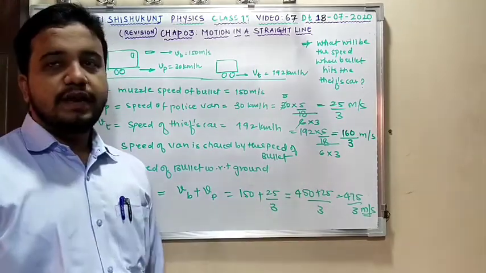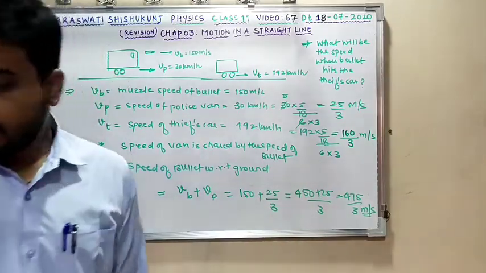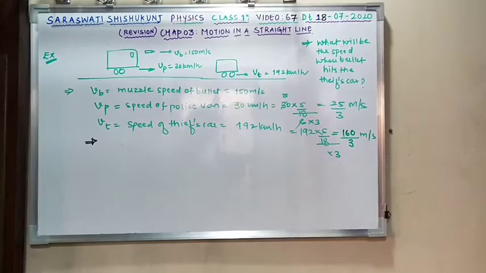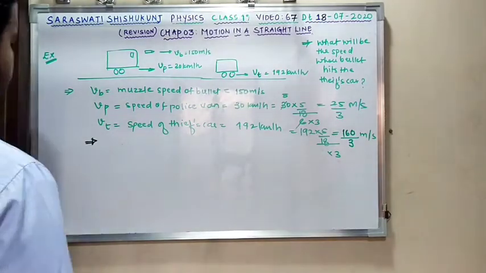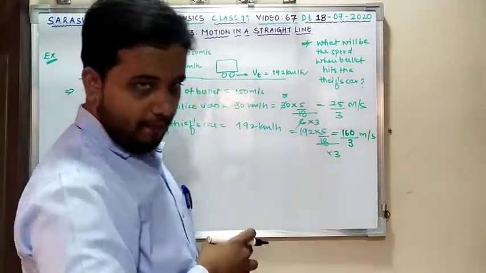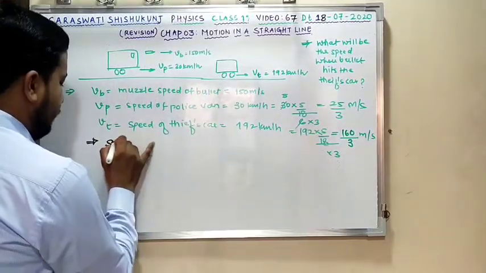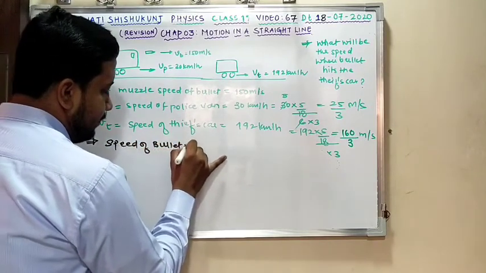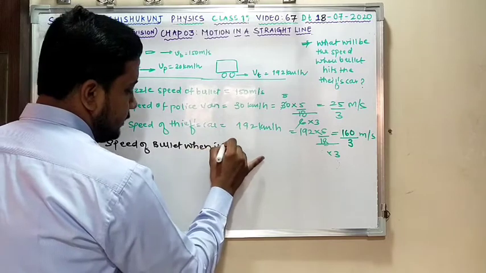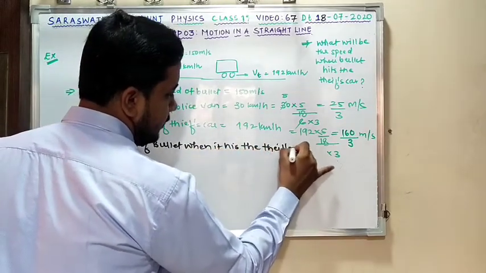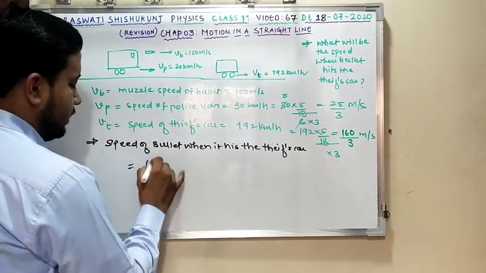Now moving ahead to the next one, let me raise the board. So now we need to find out the relative velocity. We need to calculate the speed of the bullet when the bullet hits the thief's car. So I need to calculate the relative speed of the bullet.